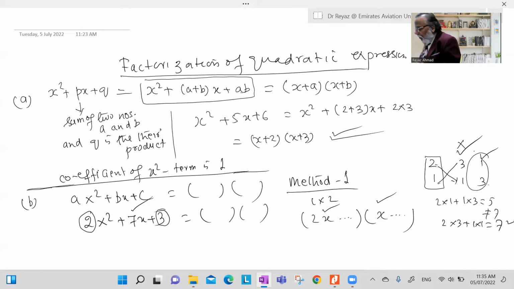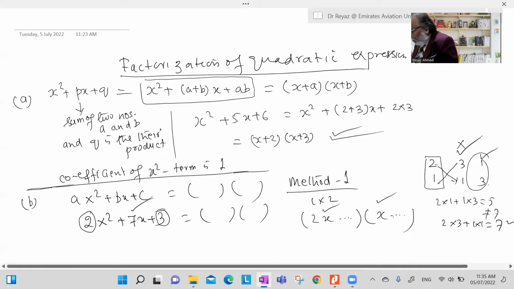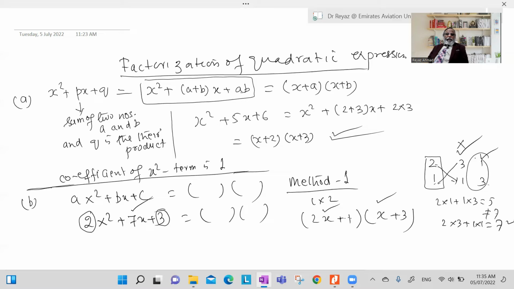So 2 is going to be multiplied by 3. So here 3, and here 1 is going to multiply by 1. So here is 1. And you are done.